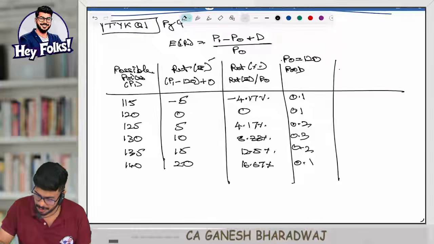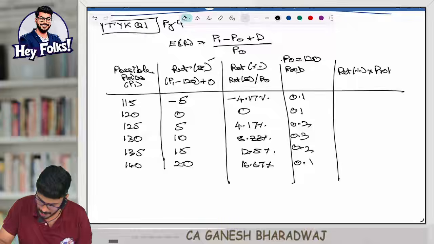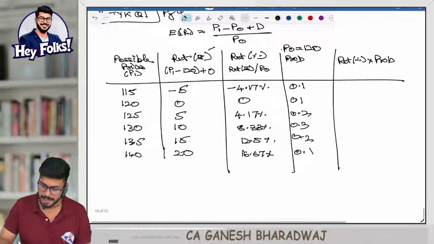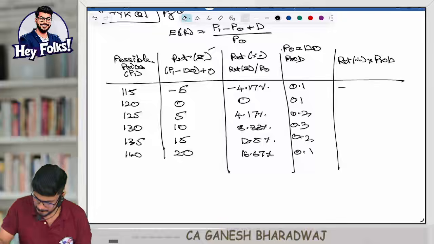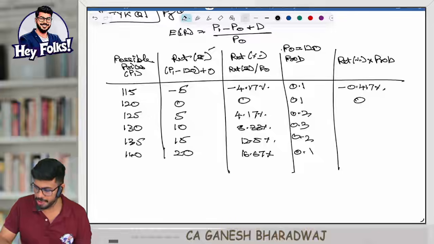So now can we multiply these 2? Write down here, return percentage into probability. How much is it? Come on, guys, quickly. Minus 4.17 into 0.1. How much is that? Minus 0.417%. Then this is going to be 0. Here, 4.17 into 0.2. How much is that? 0.834%. Then 8.33 into 0.3. How much is it? 2.499.